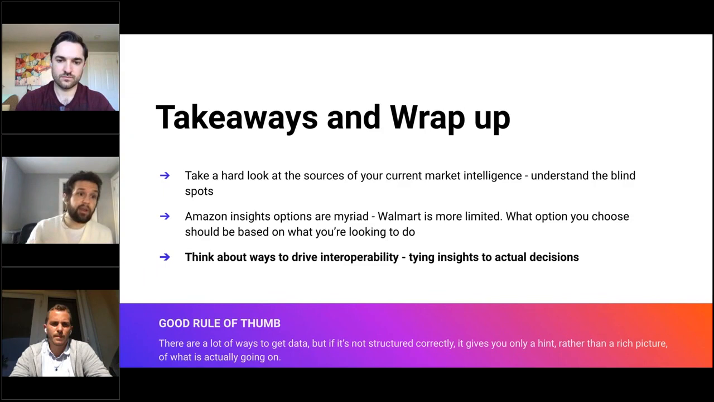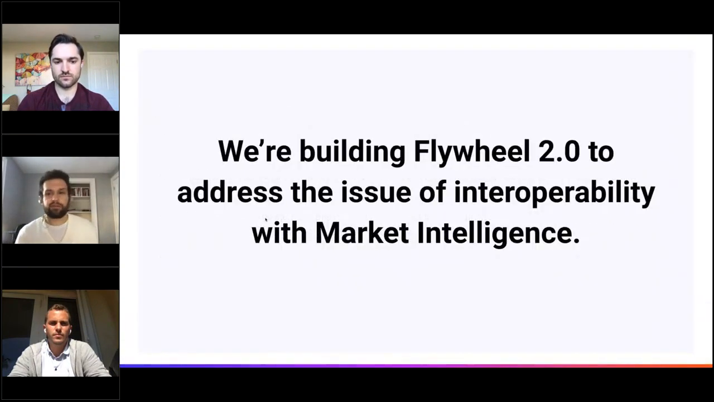It's super important. And the rule of thumb here is that there are a lot of ways to get data. You need to really understand whether you're going to get a view of what's actually going on and be able to make decisions. It's a good way to think about this. And Alon talked about this, but I'm emphasizing it.